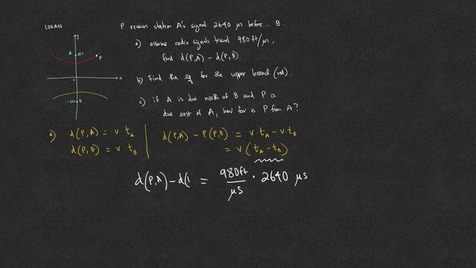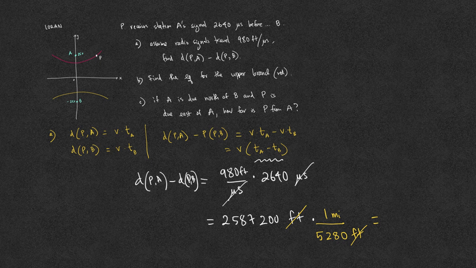dPA minus dPB. Compute the right hand side. We have 2,587,200, and this is in feet because microseconds cancel microseconds. To obtain the distance in miles, we multiply by 1 mile over approximately 5,280 feet. So feet and feet cancel out.